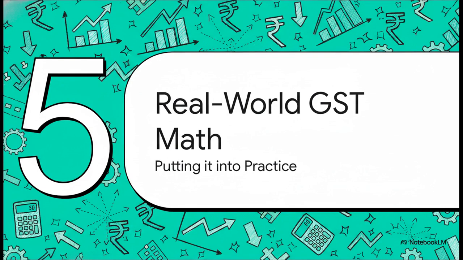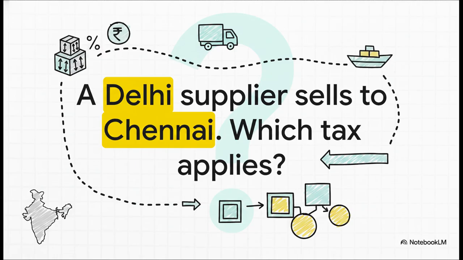And finally, Section 5. Let's do some real-world GST math and put all this theory into practice. Let's test this out with a pretty standard scenario. Imagine we've got a supplier sitting up in Delhi. They sell goods worth 1 lakh rupees to a buyer all the way down in Chennai. The GST rate for these particular goods is 12%.